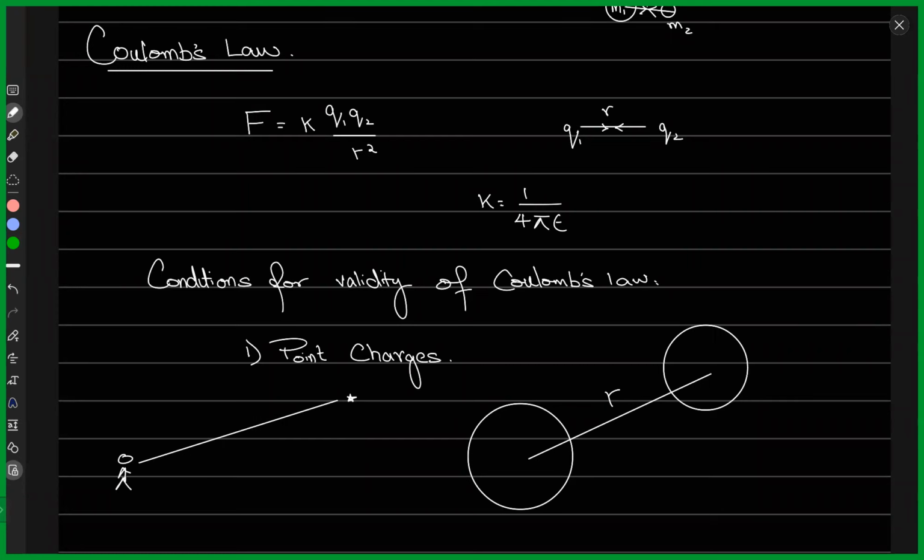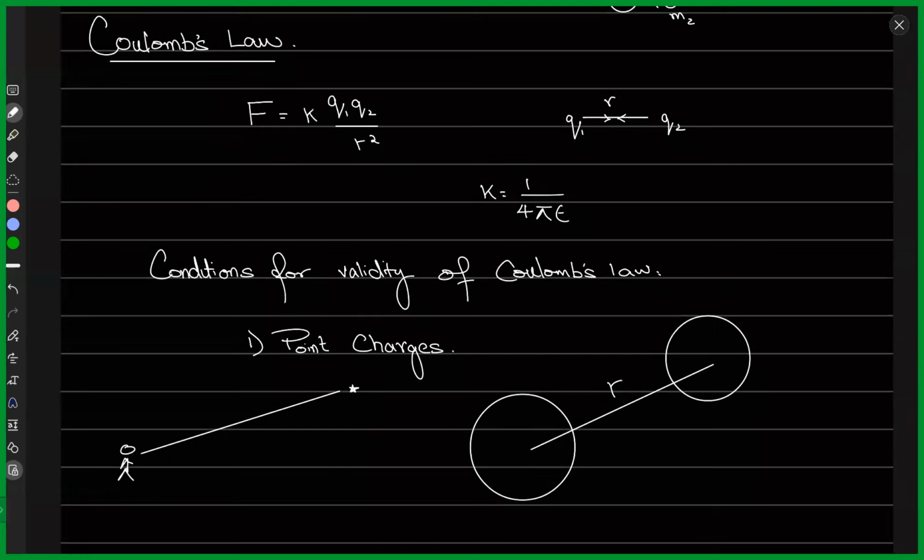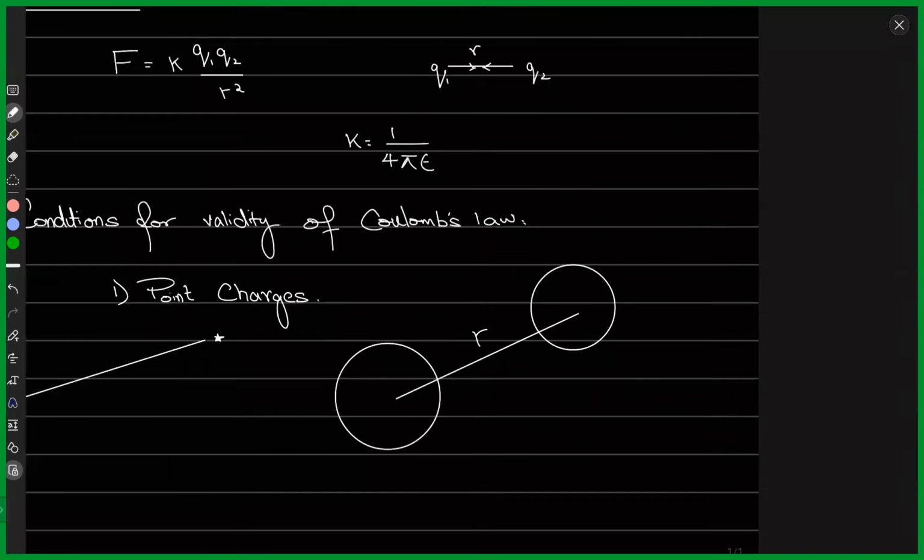So we can compare and see how strong the electric force is compared to the force of gravity. Now, suppose this is the force of gravity. Force of gravity is G m1 m2 divided by r squared, and the electrical force is K q1 q2 divided by r squared, right?